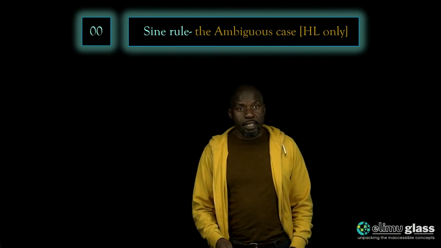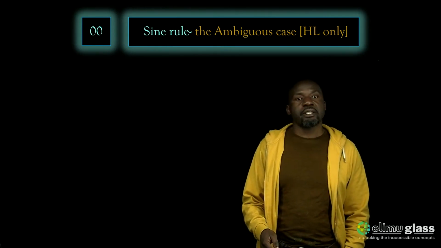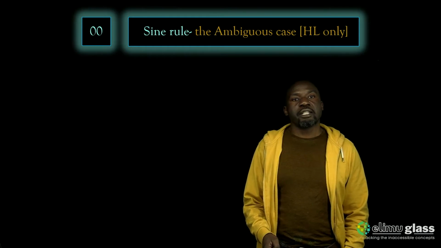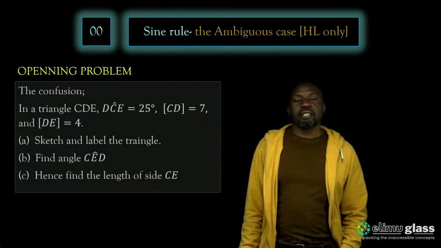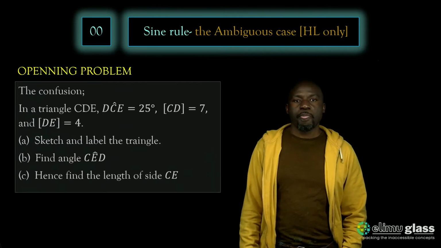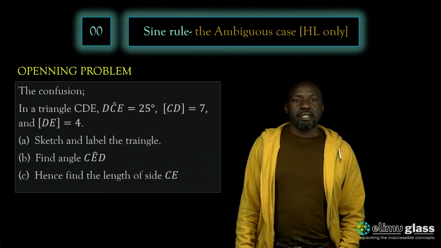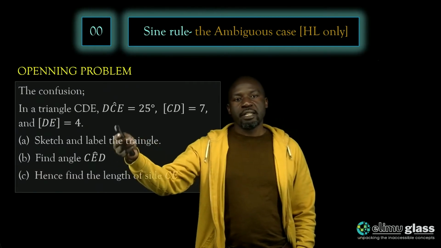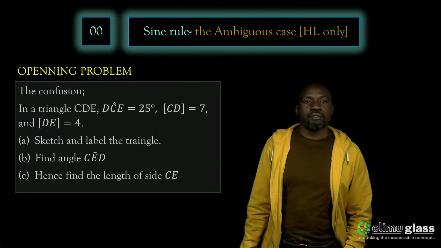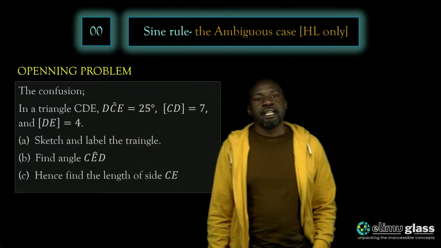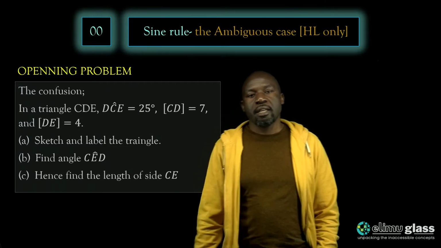Let's take a look at this. We will look at it through a question because that makes life easier and makes you understand it better. So here is the problem, and it is a confusing problem, as we will see. In a triangle CDE, angle DCE, which refers to angle C because of the cap there, is 25 degrees. The side CD is 7 and the side DE is 4.